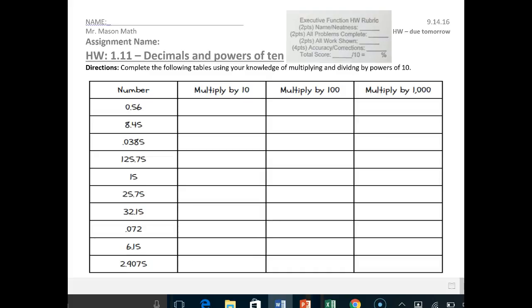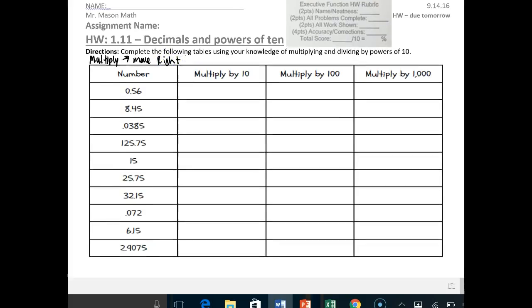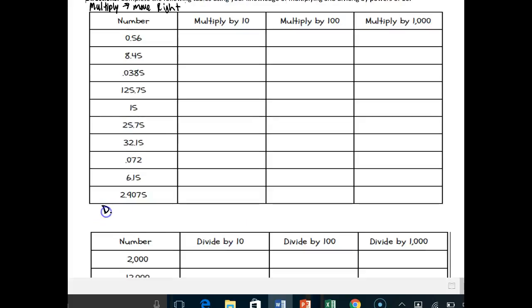So let's remember that when we multiply, we move right, and when we divide, we're going to be moving left. So divide, go a little bit lower than that. Divide, move left. All right, so let's start with a couple of multiplication problems up here.